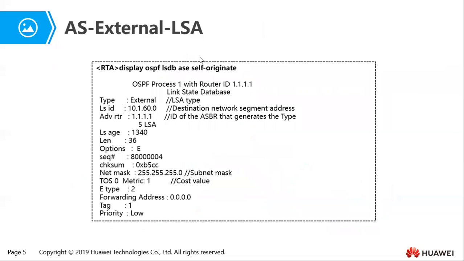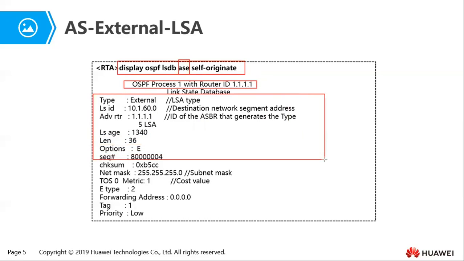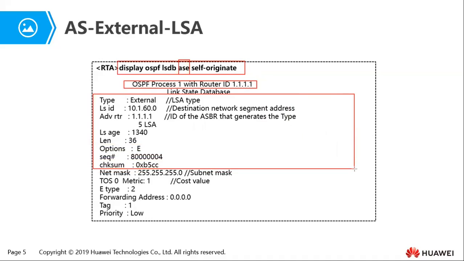If we are in RTA and we use the command display ospf lsdb ase, autonomous system external, self-originate, meaning RTA is the one that has generated that particular external route. We can see that this is on OSPF process 1 with the router ID 1.1.1.1. Then we can see a few details here. I can explain, for example, the type. We see that it's a type 5 external.